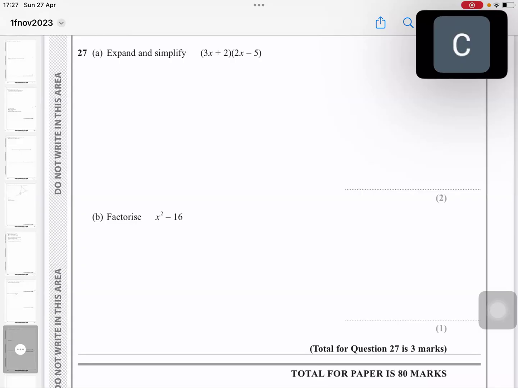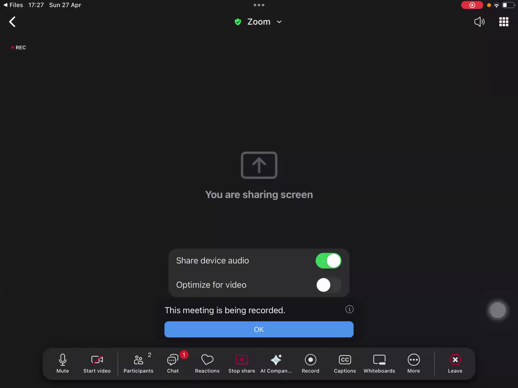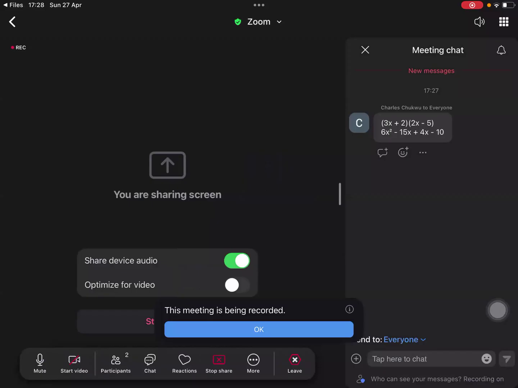Okay. So let's see. I'll show you what it looks like. I would have 6x squared minus 15x plus 4x minus 10. Okay, so I'll now have minus 15x plus 4x. That would give me, okay, so hold on. I'm sending you the step that I've come to. So take a look at the chart and see if that agrees with what you have on your paper. Yes.